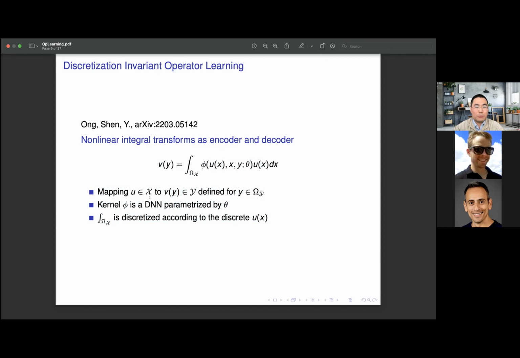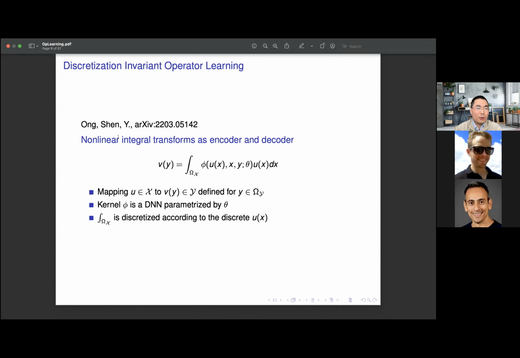possibly parameterized with a neural network with parameter theta. Then you can evaluate this kernel function phi according to your sampling in X and your sampling in Y to get a matrix, so that this integral can be computed through matrix vector multiplication. So no matter how you discretize U and V, we can still carry out this computation to carry out the mapping from U to V. So in this sense, it is discretization invariant.